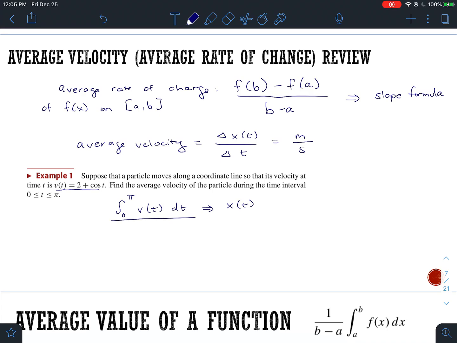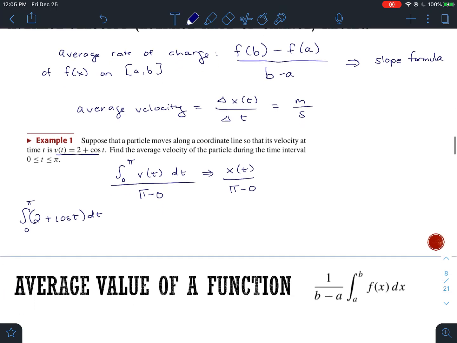So we want the change in displacement over the change in time. So in order to figure out our displacement, we need to find the displacement function. So we have to integrate velocity. So let's integrate velocity. So 2 plus cosine t, and we're going to integrate that between 0 and pi, and that'll be our change in displacement. So the antiderivative of 2 is 2t, and the antiderivative of cosine is sine. So this is going to be 2t plus sine t between 0 and pi.